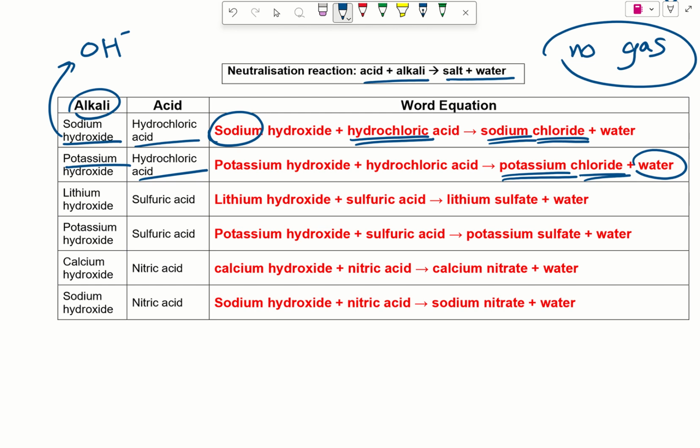Okay, then we have lithium hydroxide and sulfuric acid. So sulfuric acid, it must be a sulfate salt. Then what is in front of it? It is the metal, which we reacted it with, that came from the alkaline. So it's lithium sulfate. And again, the product is water, so on and so forth. Okay, so if you know the acid, you will know what kind of salt it produces.